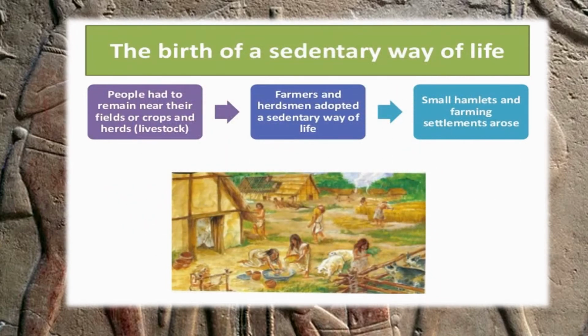The birth of a sedentary way of life. People had to remain near the fields or crops and herds, meaning livestock. Farmers and herdsmen adopted a sedentary way of life. Small hamlets and farming settlements arose.